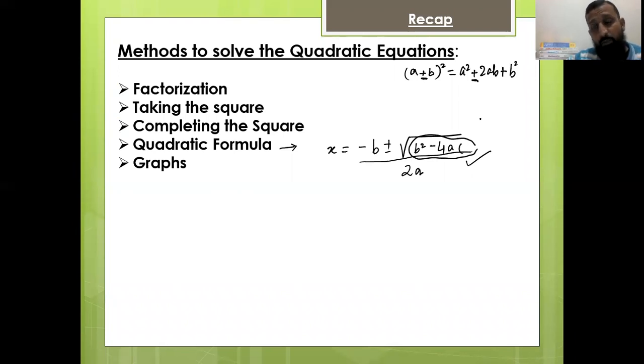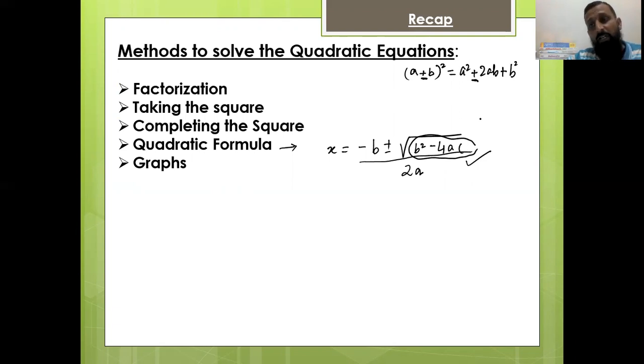We write that the equation has no real solution. The fifth method is called the graphical method. In this method, what do we do? We need to draw graphs. We need to have a graph paper, draw a graph, and then we find the solution.